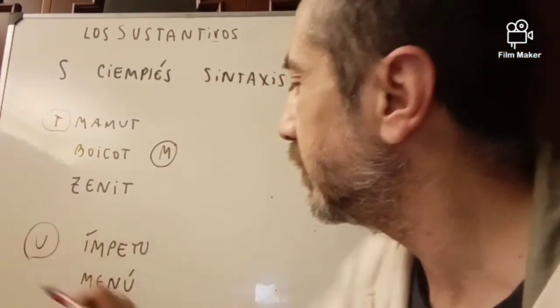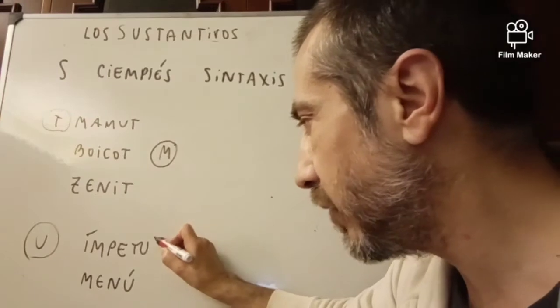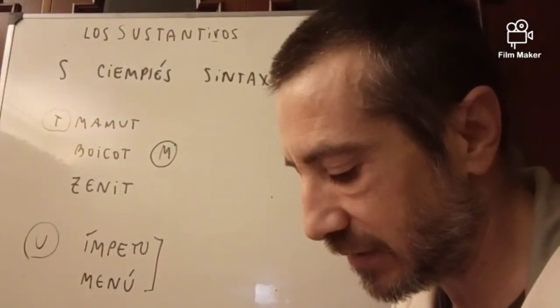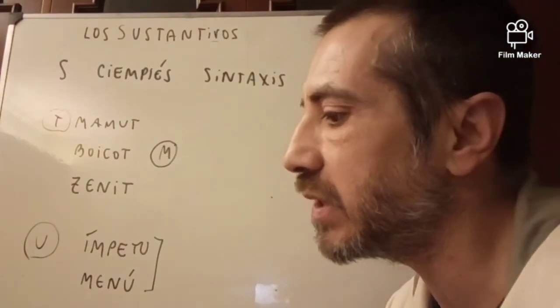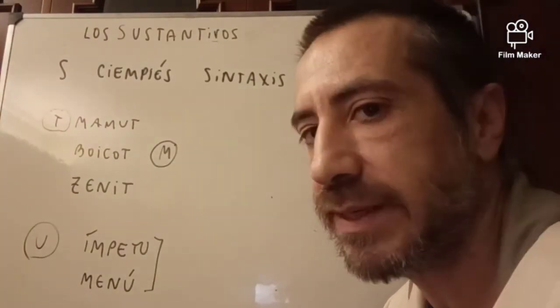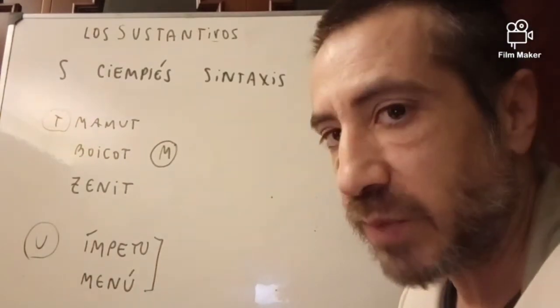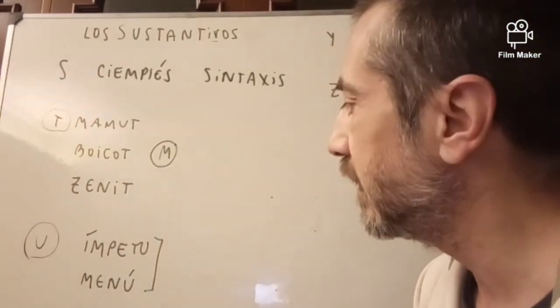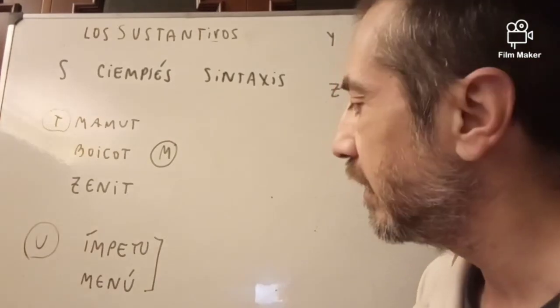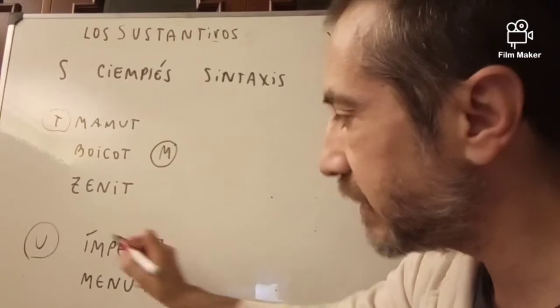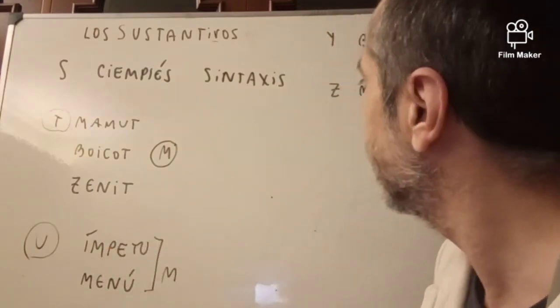Ending with u, I couldn't remember more than these two words in Spanish. It's extremely rare that a word ends in u in Spanish. Ímpetu, it means momentum. El ímpetu. Menú, the menu, el menú, and these two words are masculine.